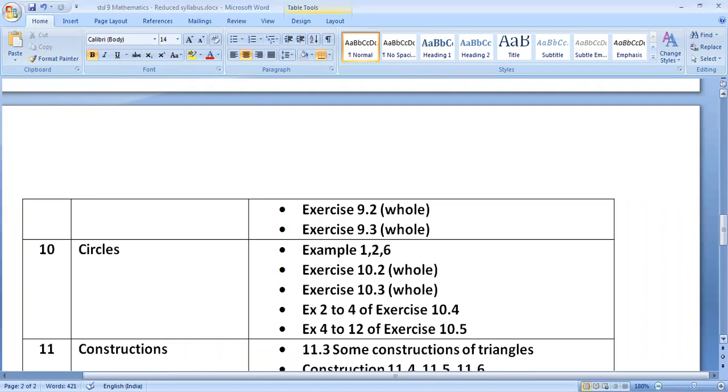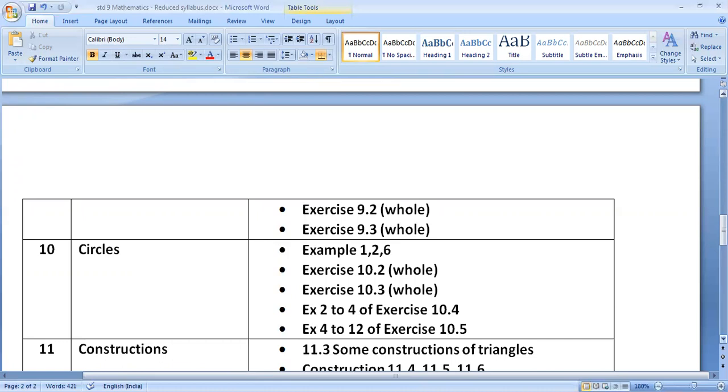168 page number, 10.1 introduction part is included. 169, 10.2 circles and its related terms, a review included. Exercise 10.1 whole exercise is included. 171, 10.3 angle subtended by the chord at the point included.